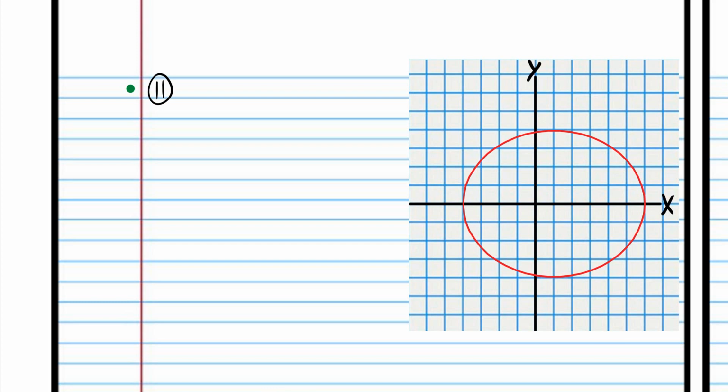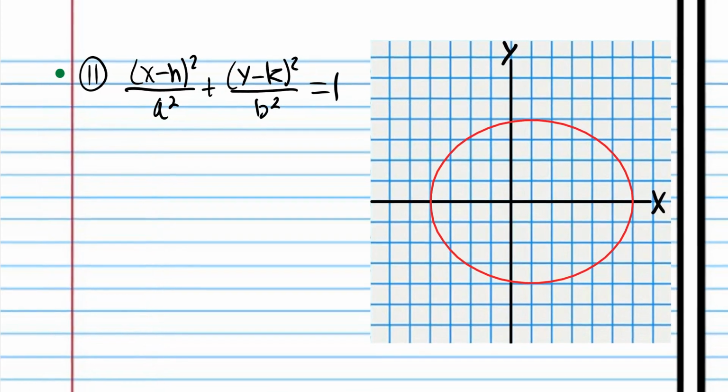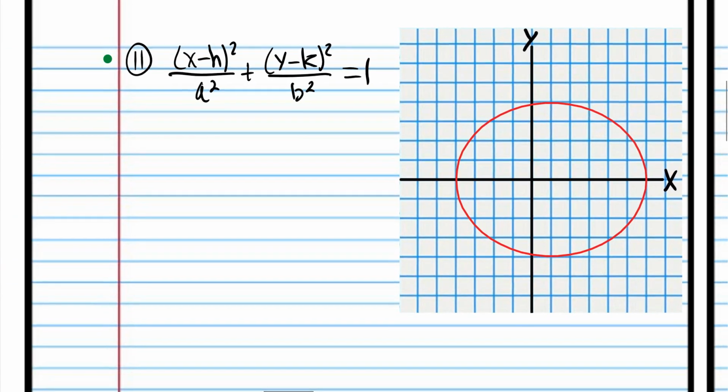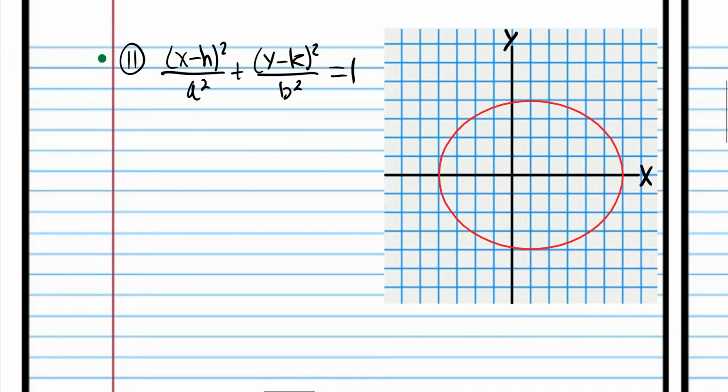So what this means is that A, which is always the longest or the biggest number in the case of an ellipse, is always going to be the longest number. That's not the case when you graph hyperbolas, but with ellipses it is. A is going to be under the x minus h term. If it were a vertical ellipse, then A would be under the y minus k term. So again, be aware of that. Go ahead and try number 11, and when you come back, we'll do it together.